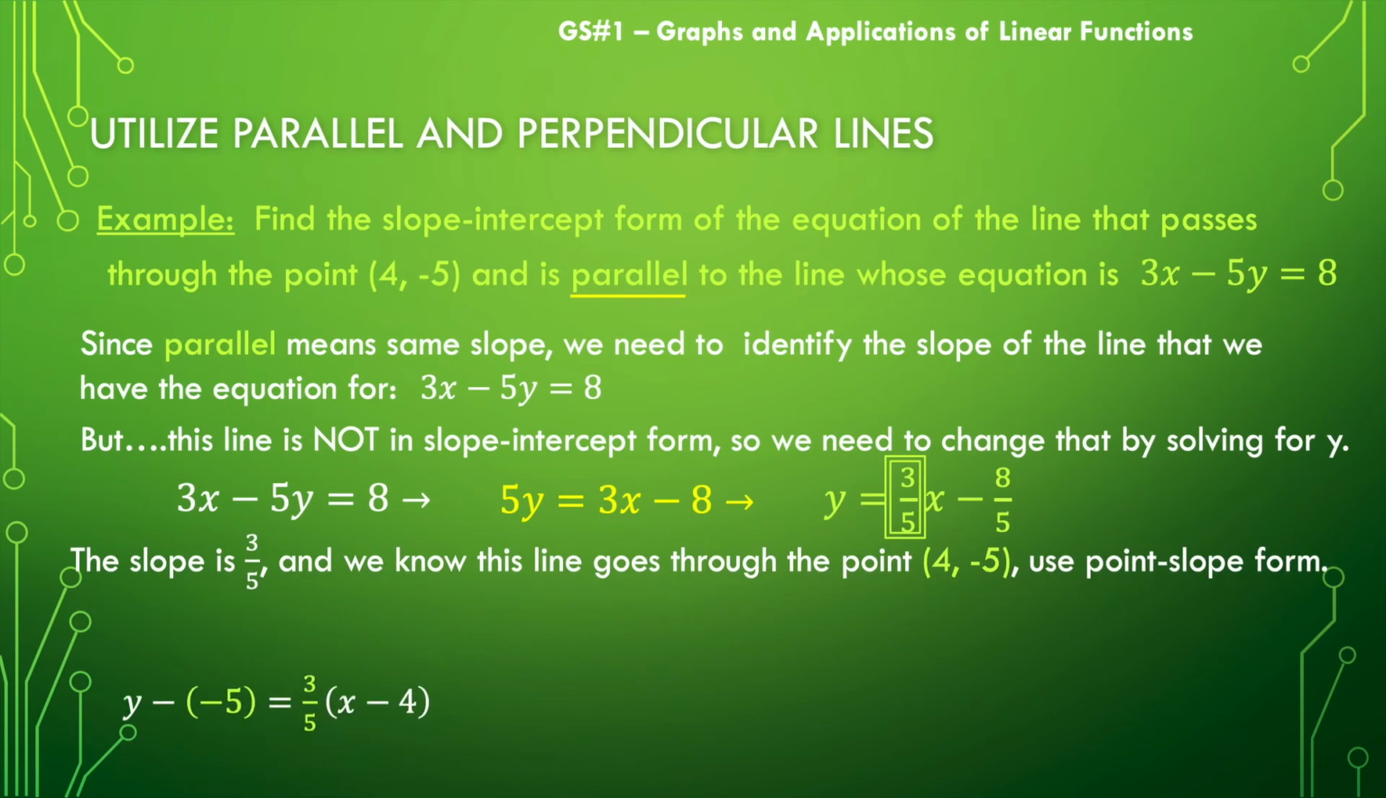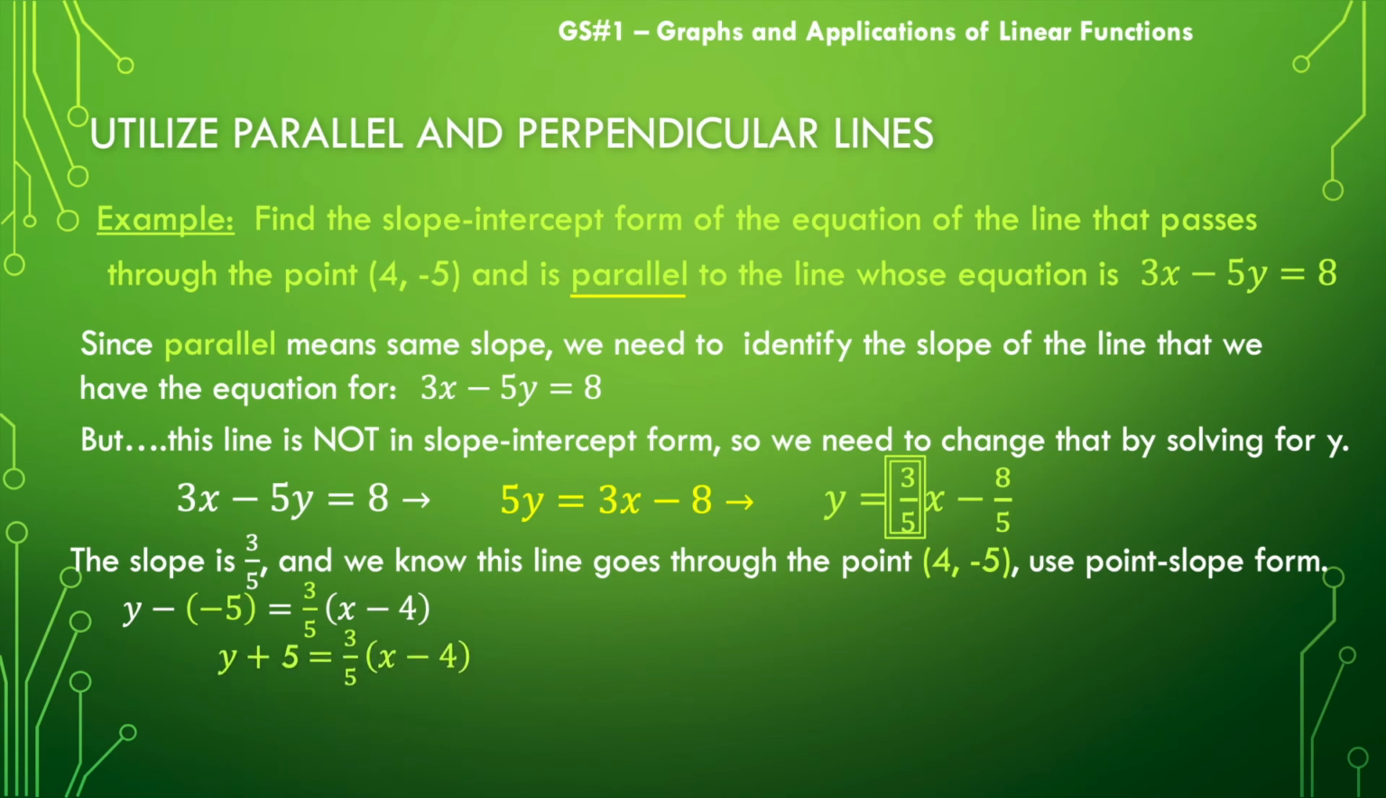All right, so let's use point slope form. y minus -5 is equal to 3/5 times x minus 4. Remember that we're going to get rid of that double negative. So y plus 5 is equal to 3/5 times (x minus 4). Now, I want this in slope-intercept form, so I need to distribute that 3/5 through.